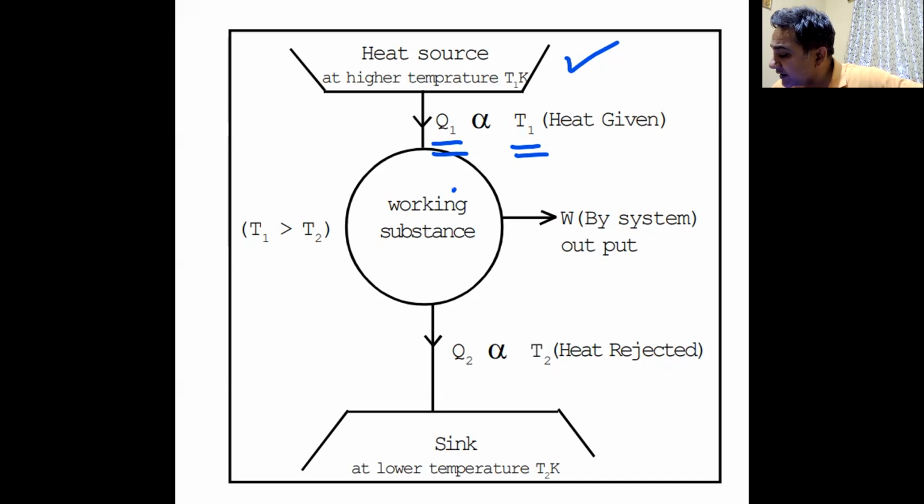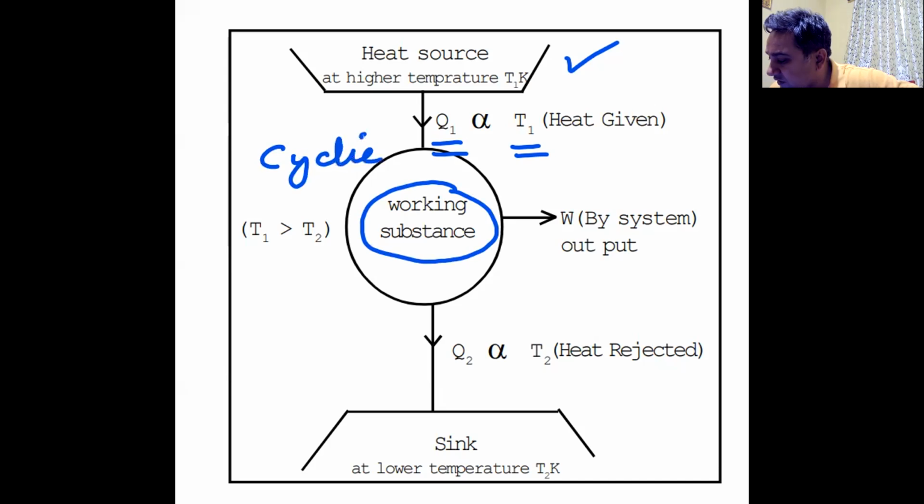Then you have a working substance. This working substance is your air or gas or anything which undergoes a cyclic process. It moves in a cycle, starts from state A, then B, C, D, and back to A. In this cyclic process, it gives out an amount of work W.